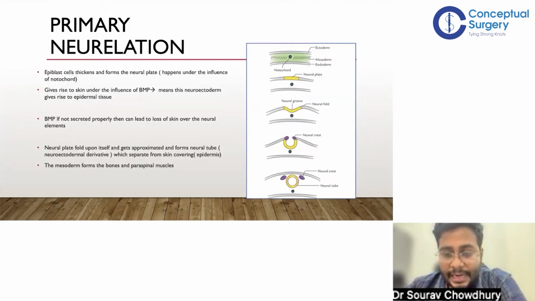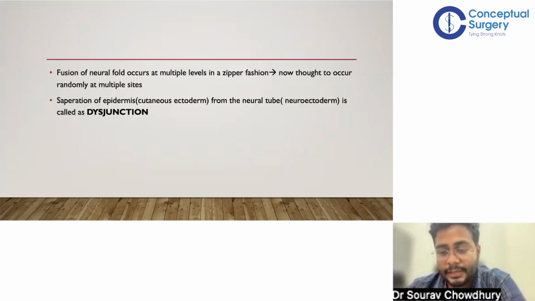Generally this canalization of the neural tube, it was initially thought that it occurs in a zipper fashion, like we put a zip in our jacket. But nowadays it is being found that it can occur randomly at multiple sites.